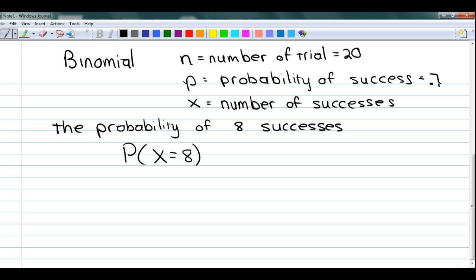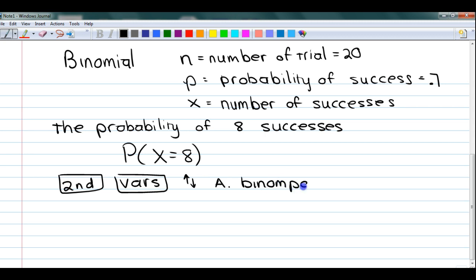Now, calculating that by hand isn't a whole lot of fun. However, the calculator does it just fine. So we're going to type second, VARS. We're either going to scroll up or down until we get line A, Binom PDF, and enter on that A.